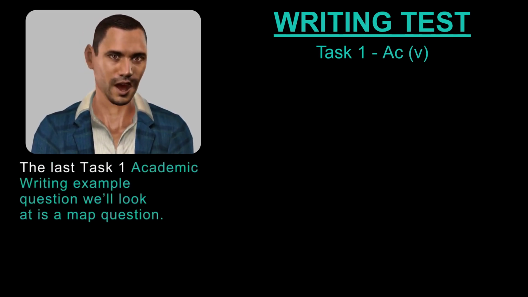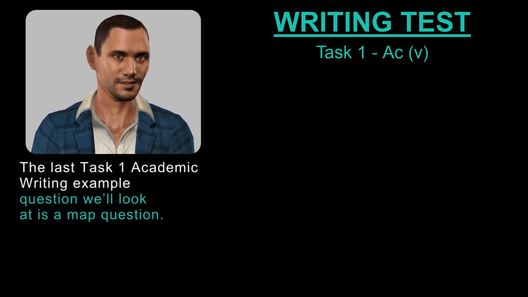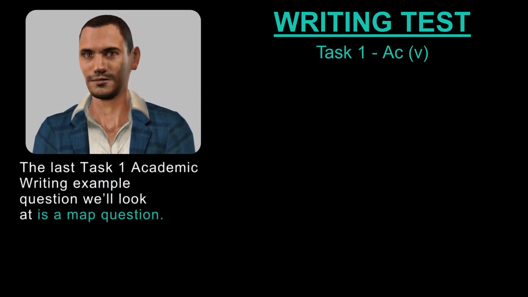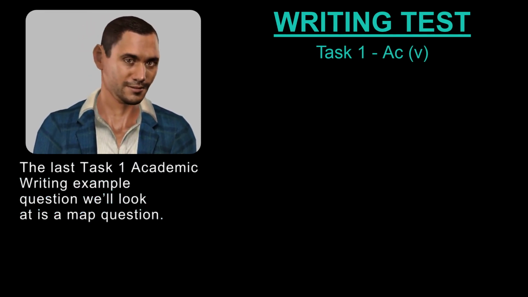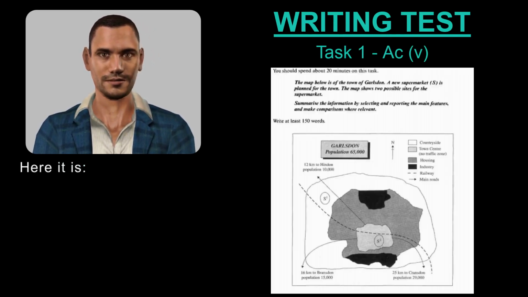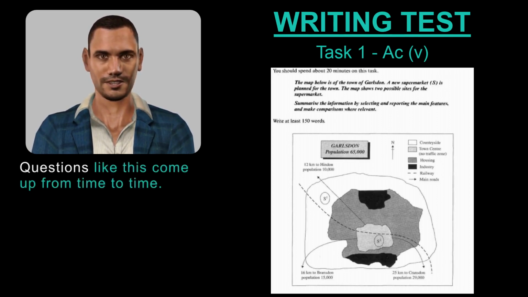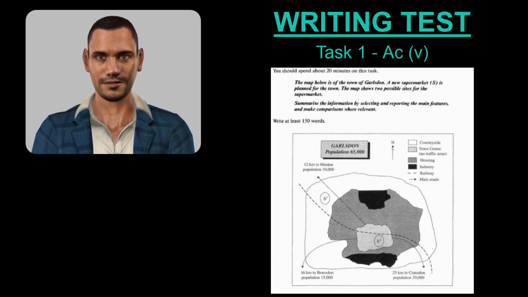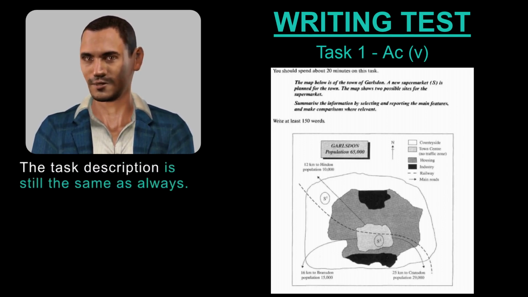The last task 1, academic writing, example question we'll look at is a map question. Here it is. Questions like this come up from time to time. The task description is still the same as always.